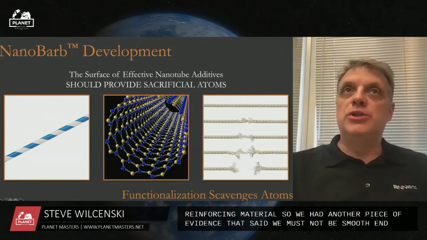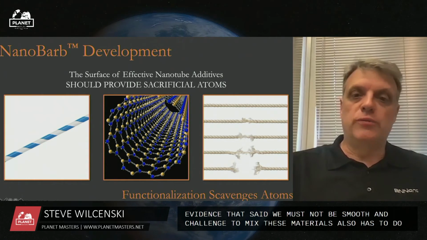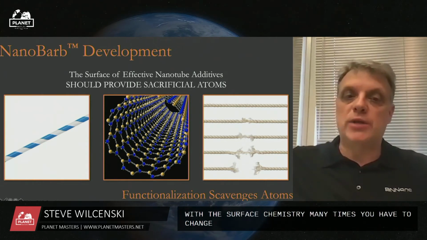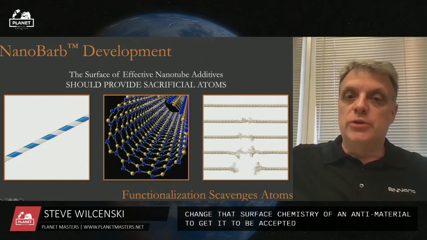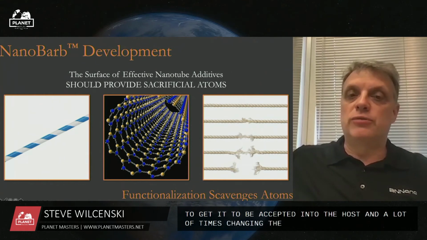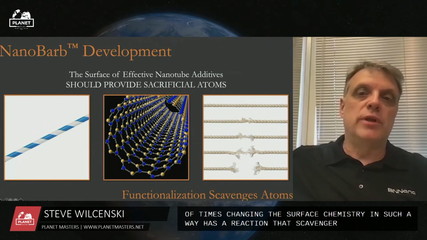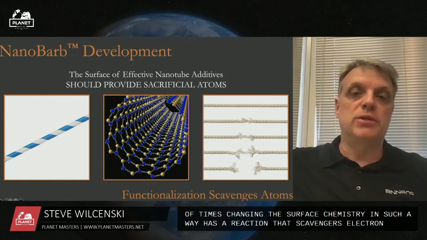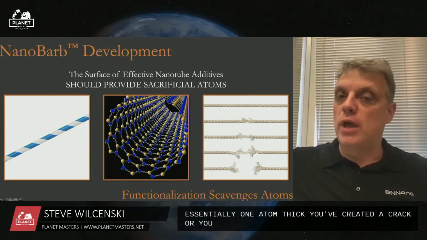The challenge to mix these materials also has to do with the surface chemistry. Many times you have to change the surface chemistry of a nanomaterial to get it to be accepted into the host. And a lot of times, changing the surface chemistry in such a way has a reaction that scavenges electrons or scavenges atoms. And if you scavenge an atom from something that is essentially one atom thick, you've created a crack or a void.